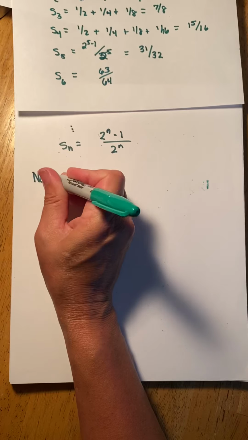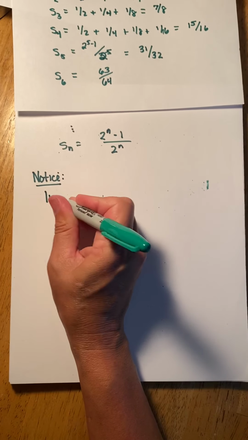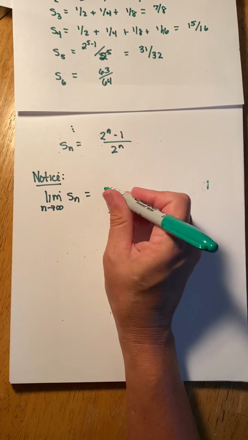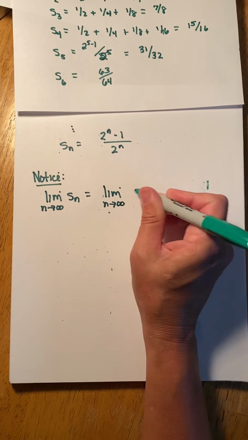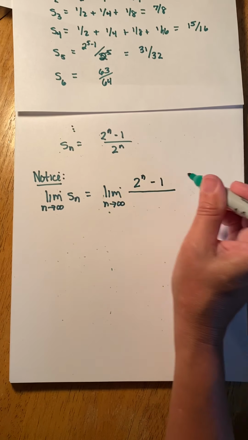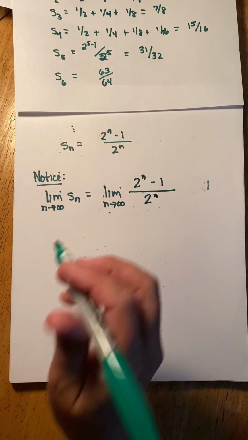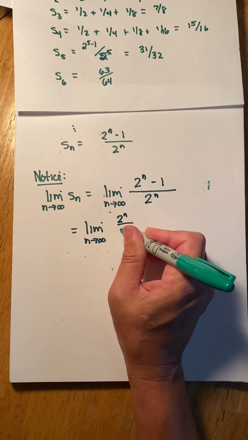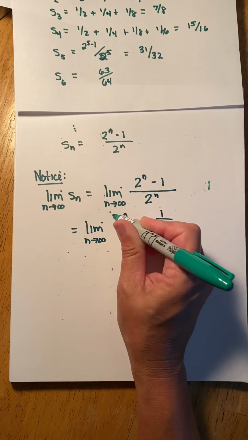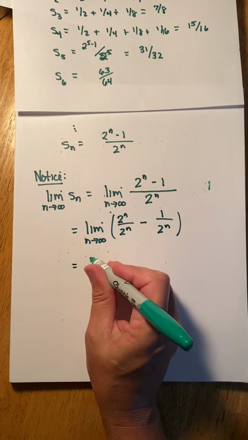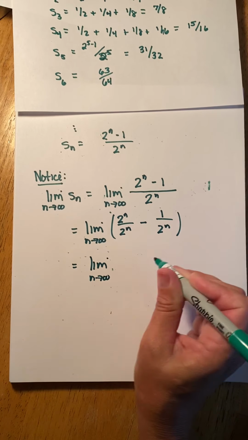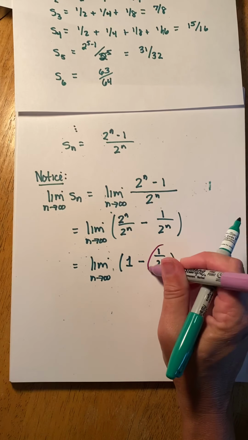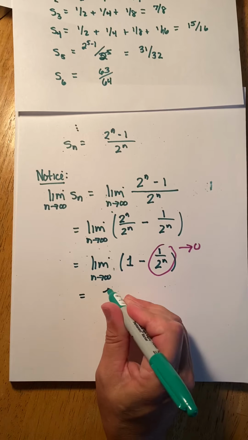Now notice the limit of these partial sums as n goes to infinity. So all your limits from calc 1 are coming back. We can use our algebra rules. This is just 2 to the n over 2 to the n minus 1 over 2 to the n, which is the limit as n goes to infinity of 1 minus 1 over 2 to the n. But as n goes to infinity, this goes to 0. So this limit is 1.